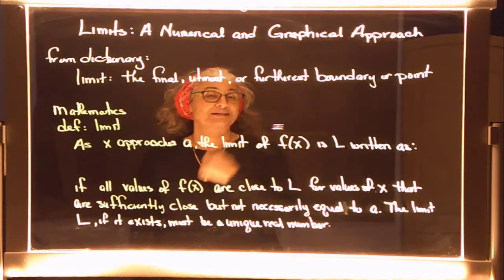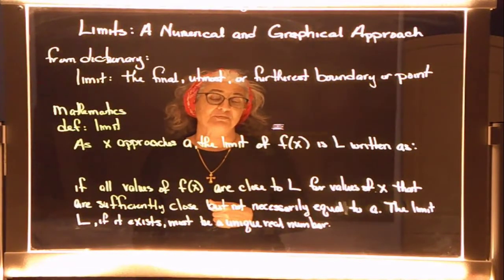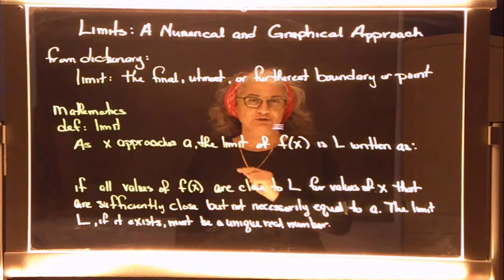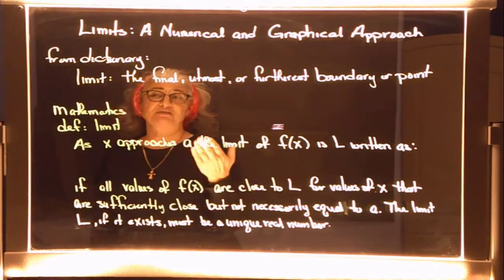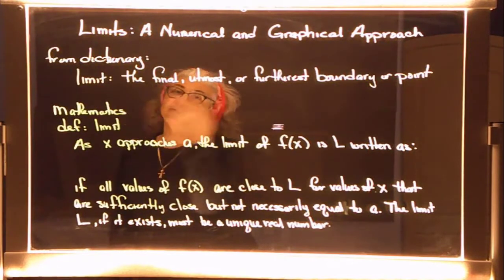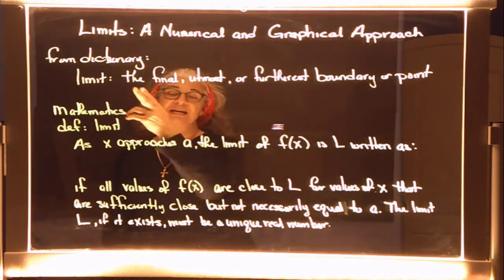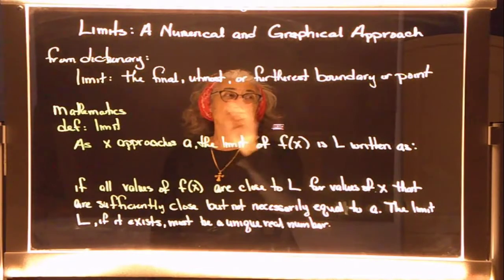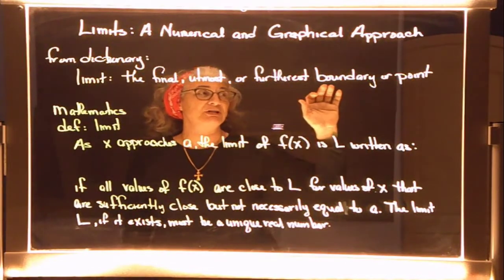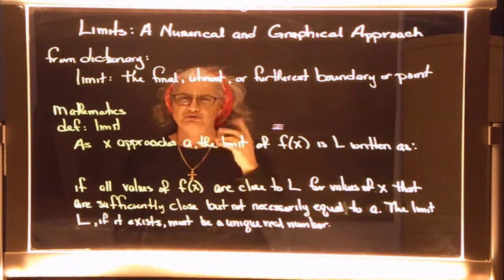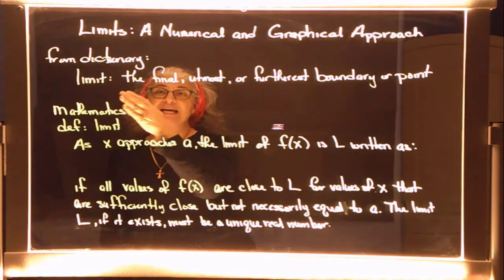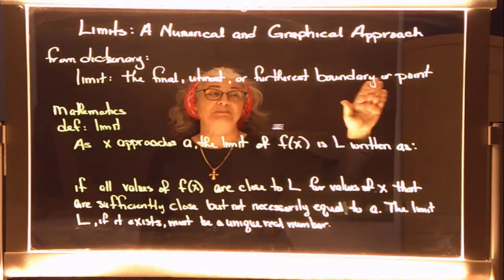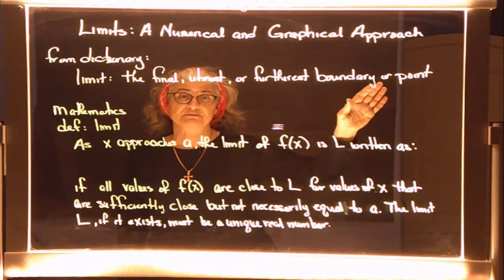All right, so let's talk about limits. You're like, what's a limit? Let's look at the English definition of a limit. I went to the dictionary and this is what I found. The definition of a limit, according to the dictionary, says it's the final, utmost, or furthest boundary or point. So notice something. The definition in our dictionary about a limit is it could be the furthest boundary or a point. Okay?